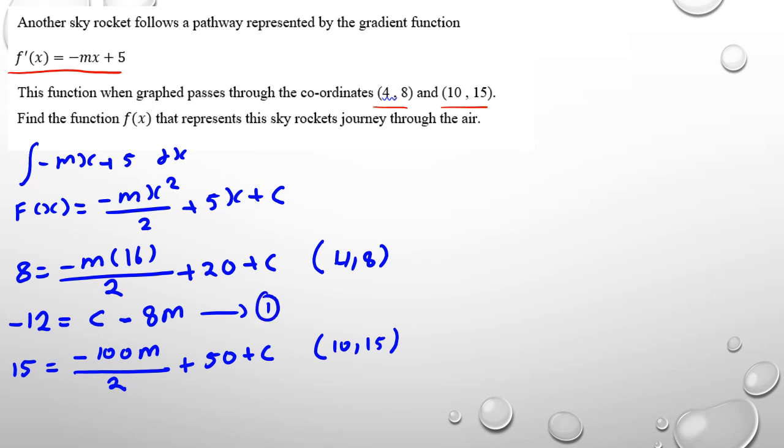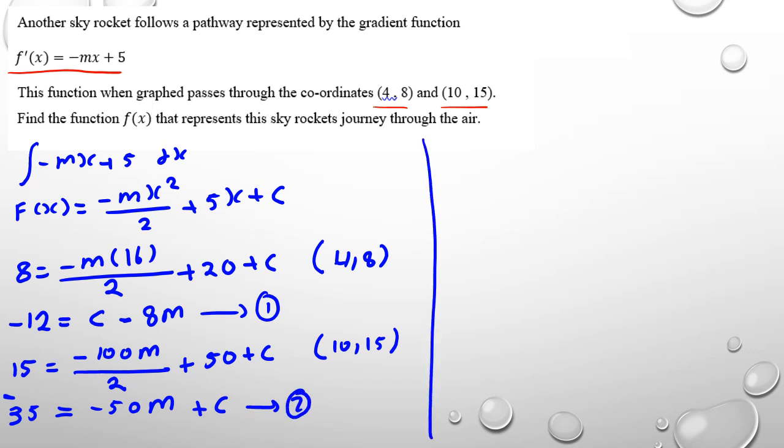So that's my first equation. Then I'll do the second equation. And so it's 15 minus 50 is negative 35 equals negative 50m plus c. That's my second equation. Now using the simultaneous equations button in the calculator, solving them simultaneously will give me c equals negative 7.62 and m equals 0.55.